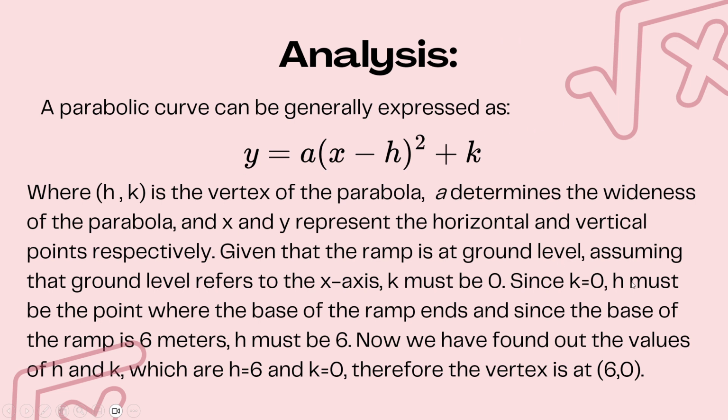Since k equals 0, h must be the point where the base of the ramp ends, and since the base of the ramp is 6 meters, h must be 6. Now we have found the values of h and k, which are h equals 6 and k equals 0. Therefore, the vertex is at (6, 0).